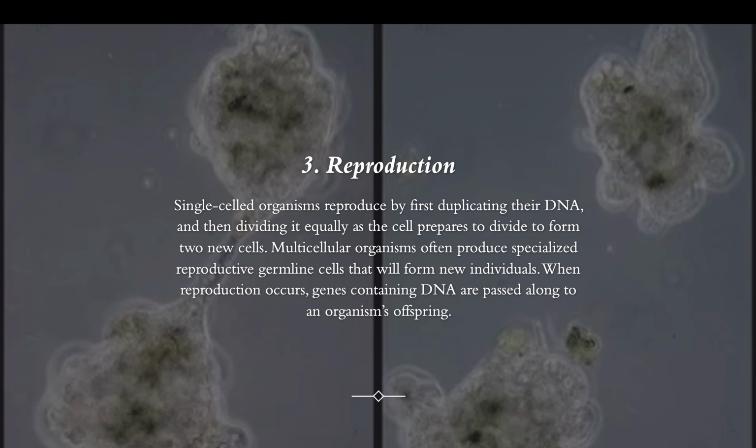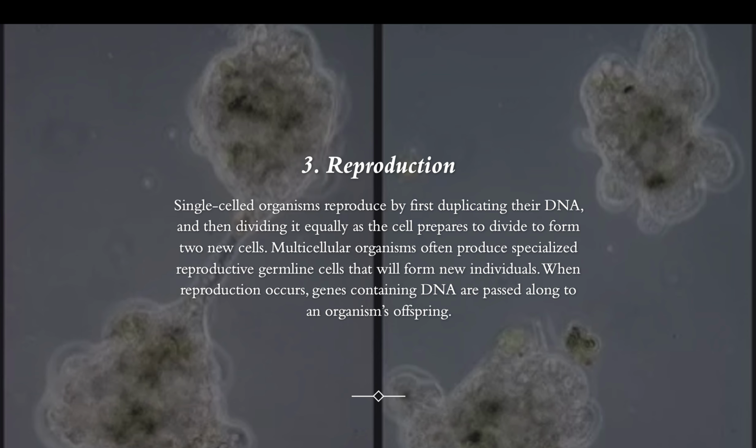Okay, so the third property of life that we're going to cover is reproduction, which is an extremely important one. Single-celled organisms like those that we talked about a couple slides ago, our examples were bacteria and sperm, reproduce by first duplicating their DNA and then dividing it equally as the cell prepares to divide to form new cells. This is something that we are going to dig way deeper into in future PowerPoints, but just know that reproduction happens at a single cell level as well as in a multicellular organism.